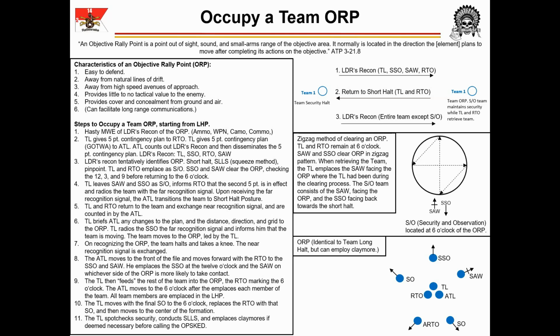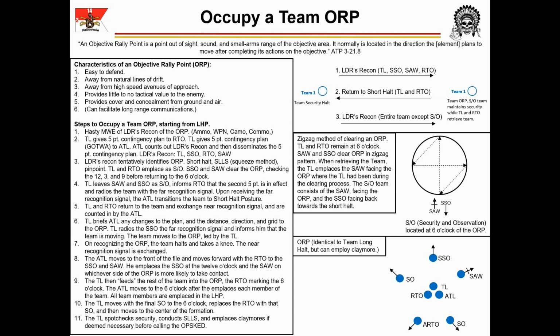While clearing the ORP, they are looking for signs of recent enemy activity. This can be trash, ammunition, food, or human waste. If there is no sign of recent activity and no sign of enemy presence in the area, the SSO and SAW move back to the team leader and RTO. The team leader can choose to spot check or can simply emplace the SSO and SAW as the S&O.